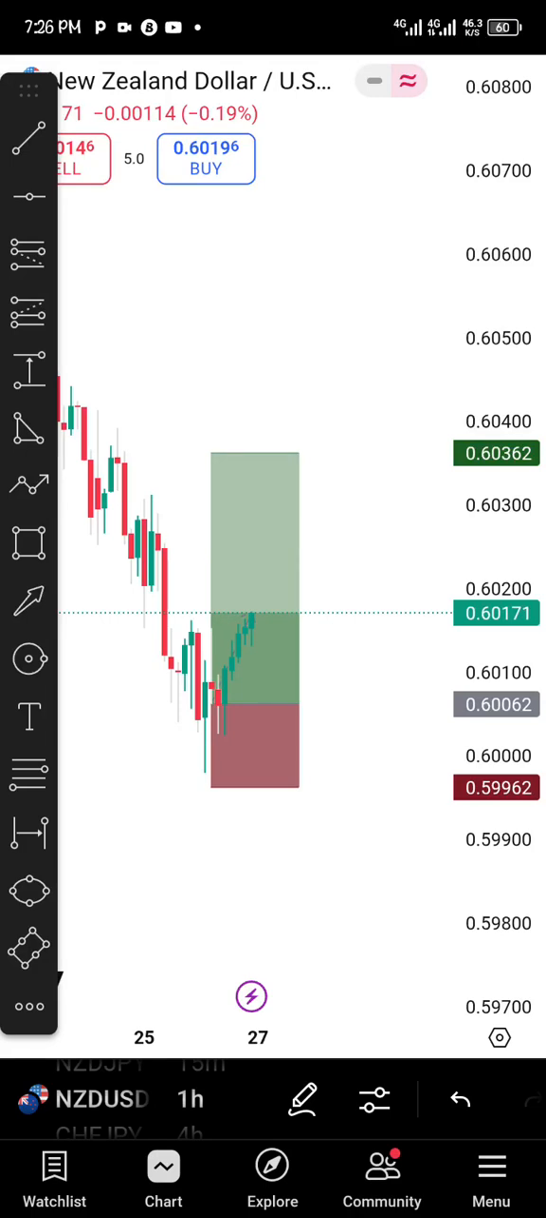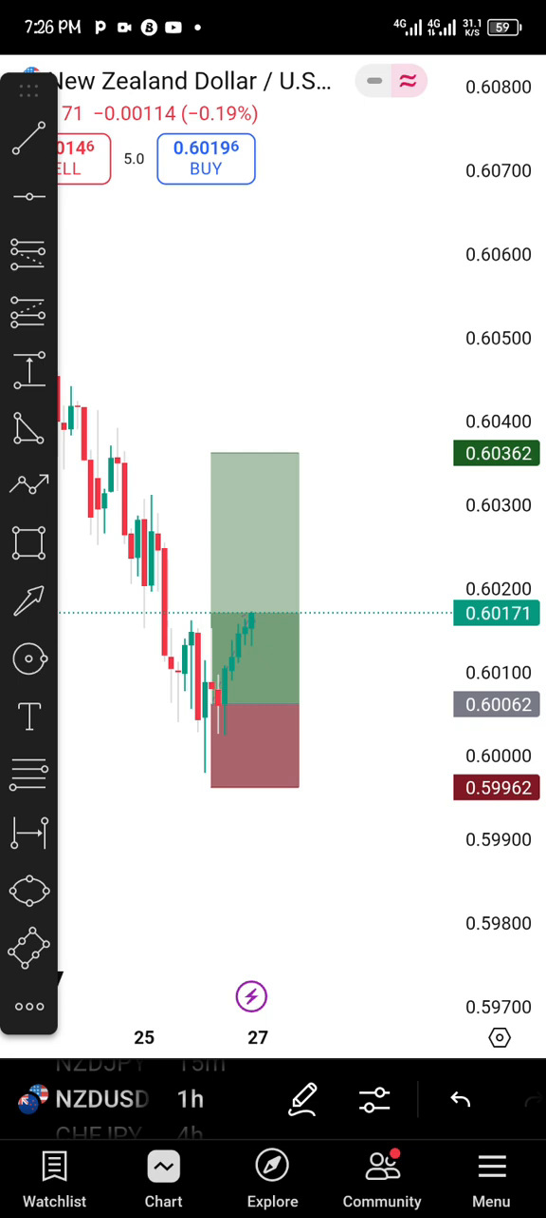Hello guys, in this video we are going to be discussing how you can properly manage your risk trading the forex market, and how you can equally apply that same risk management when taking our trading signals in the group, right? Now when you come to your TradingView like this, you locate the currency pair you want to trade.